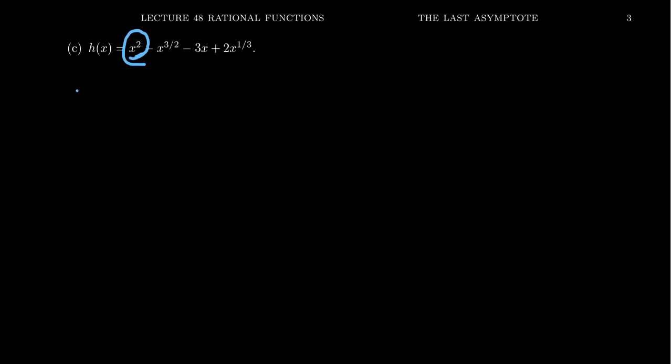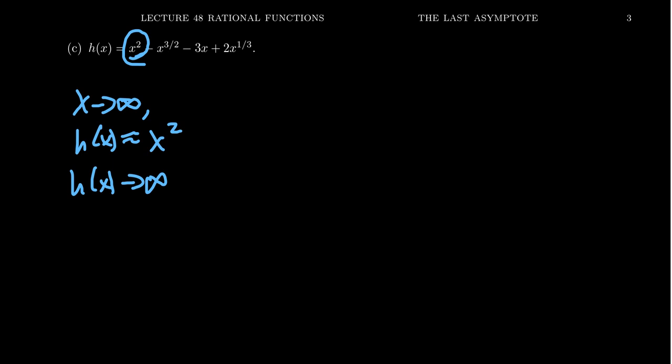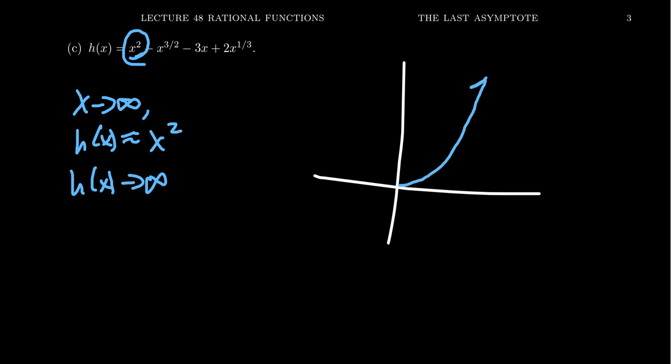So as x approaches infinity, we see that h of x will approach x squared. It'll be approximately the same thing, I should say. So in particular, h of x is going to approach infinity. And so if we think of the graph of what's going on here, you're going to get y equals x squared. You'll get something like this, right? Y equals x squared.